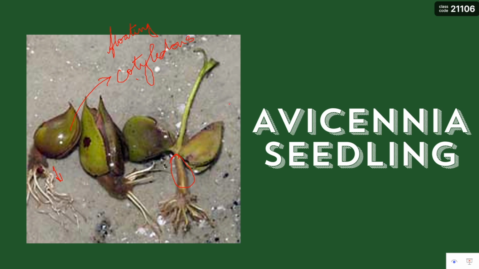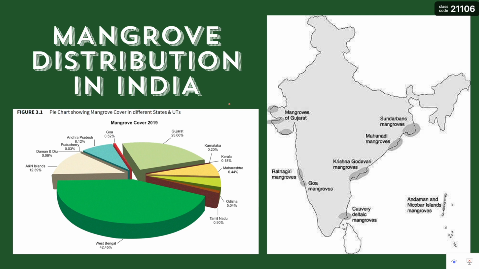So these are the adaptations that some of the mangrove plants show. Let's look at the distribution of mangroves. If you look at the map of India, Gujarat has a significant quantity of mangroves, followed by parts of Konkan.